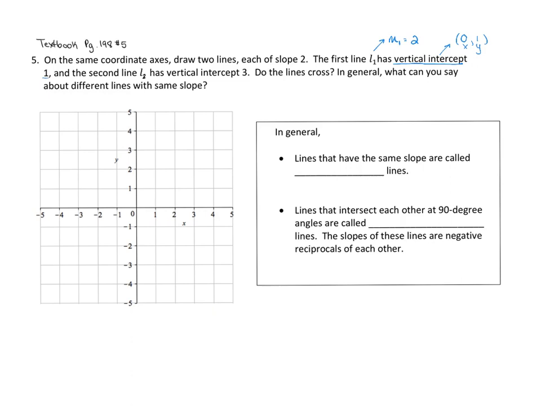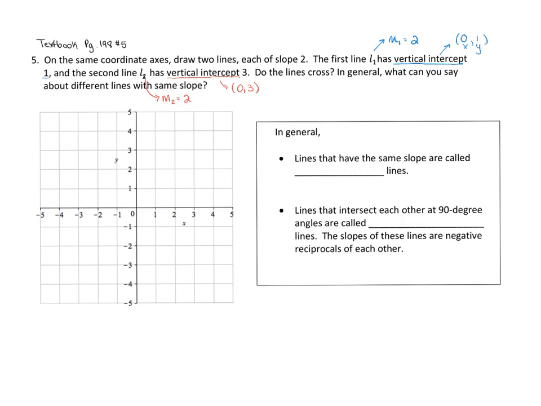Now let's take a look at line 2. So line 2 also has the same slope as line 1. I'll write it down here in red. Let's call its slope some m sub 2. We know that its slope is also 2, but it has a vertical intercept at 3. So its vertical intercept, we can write it as an ordered pair. That's going to be 0, comma 3. So let's go ahead and plot our points, and then let's see if the lines cross.